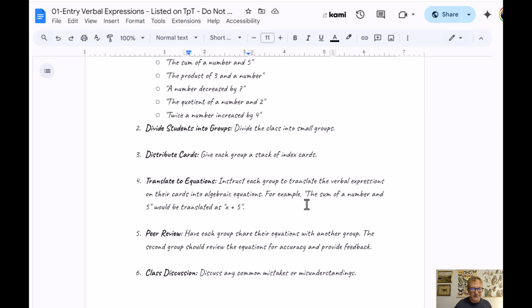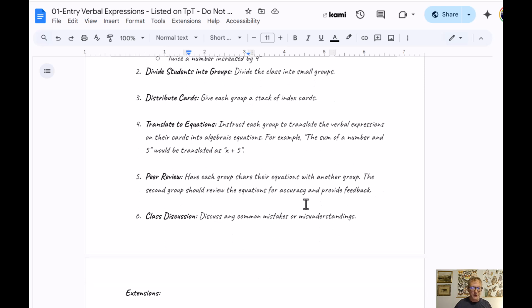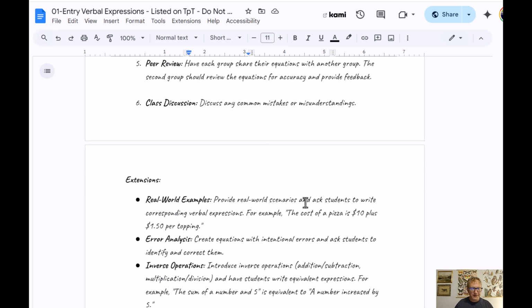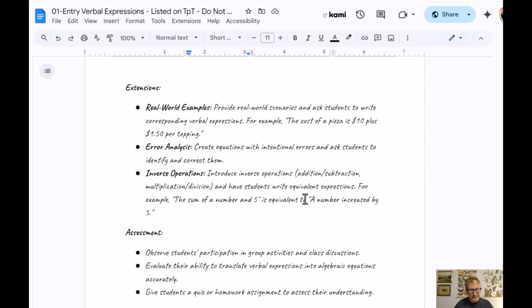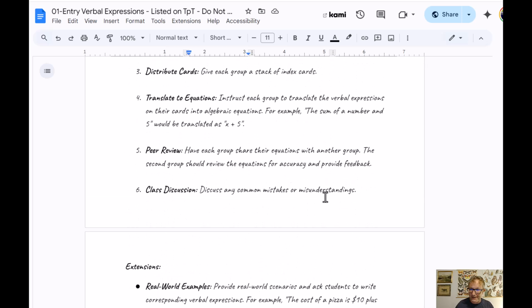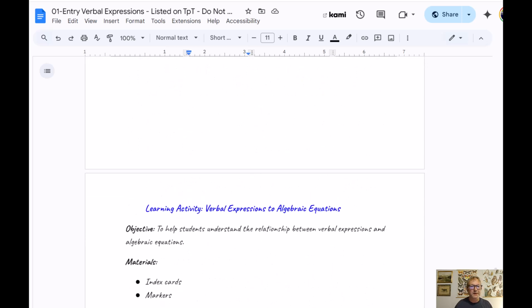You can divide students up in a group, distribute the cards, translate the equations. There's a peer review, class discussion. I've included some extensions and an assessment. So once again, you're surprised with an observation. You've got this learning activity to close out the day.